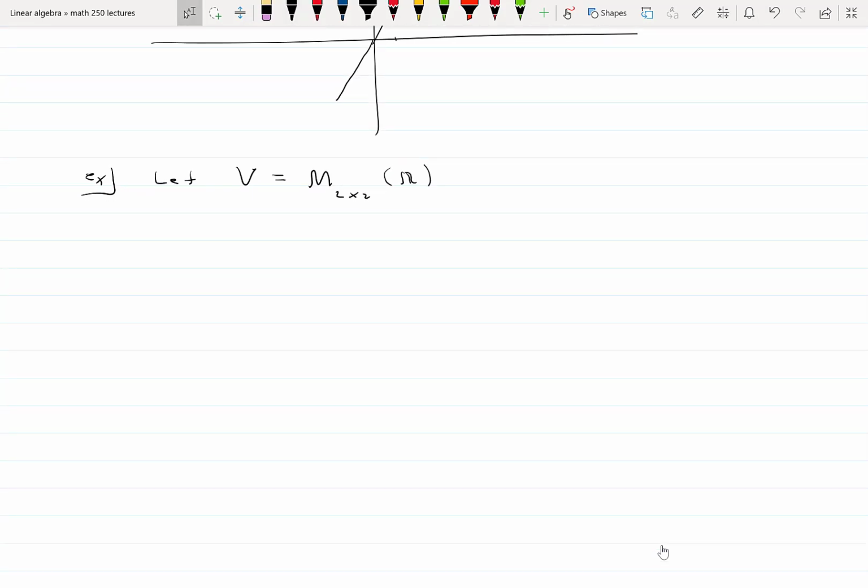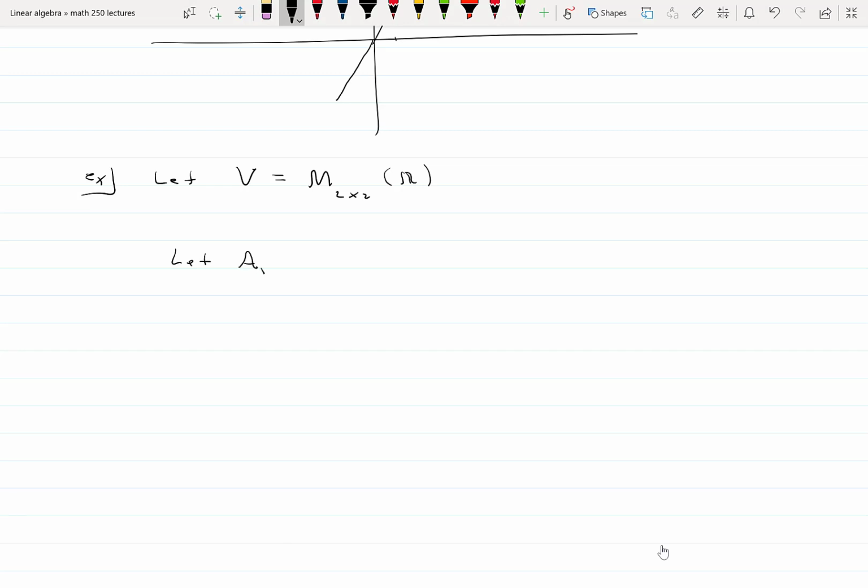Okay, that's a vector space. It's a subspace of the set of all m by n matrices. So the set of all 2 by 2 square matrices, that's V. Let's pick 3 vectors from V.